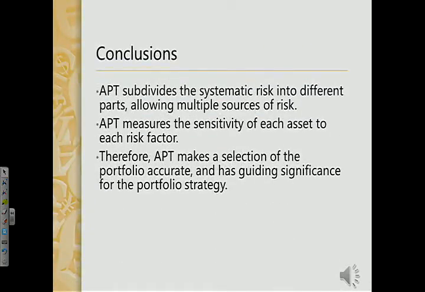Finally, let's draw conclusions. First, APT subdivides the systematic risk into different parts, allowing multiple sources of risk. Second, APT measures the sensitivity of each asset to each risk factor. Therefore, APT makes the selection of the portfolio accurate and has a guiding significance for portfolio strategy.